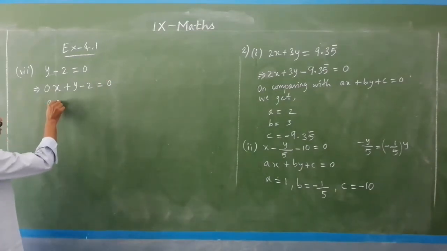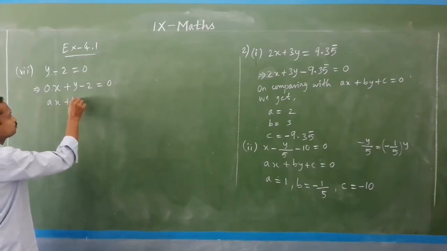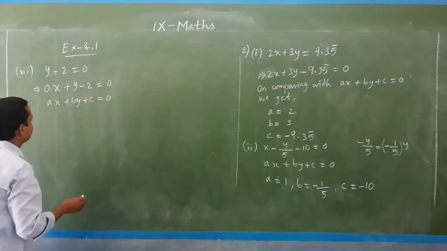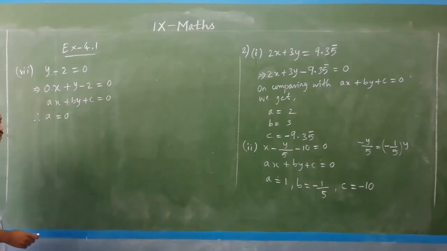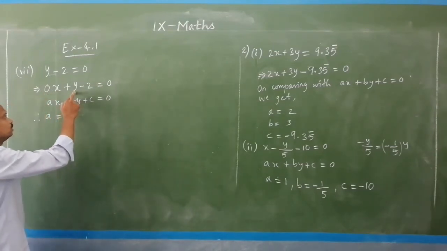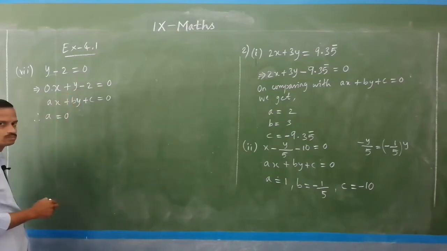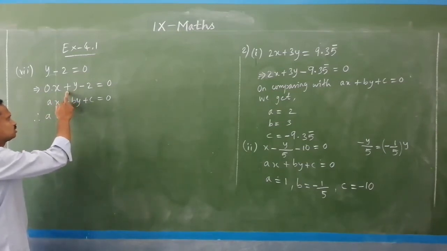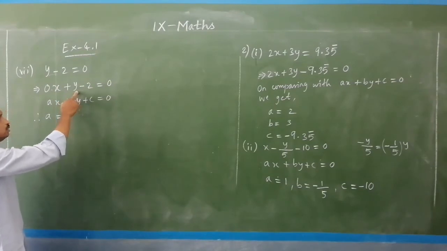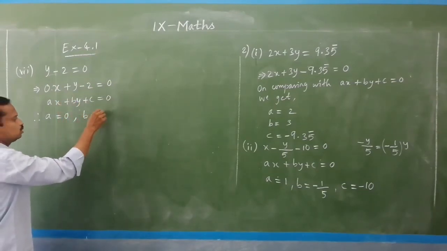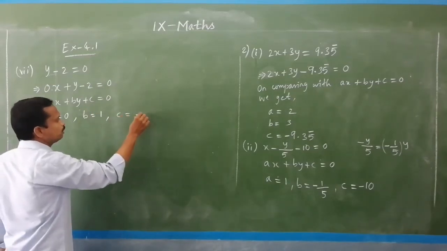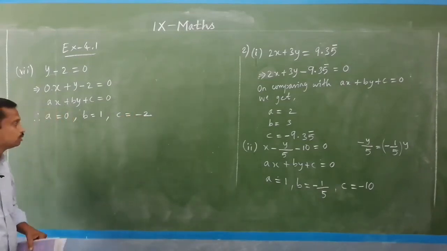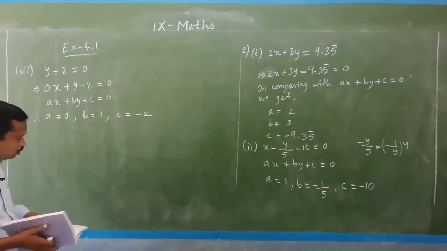Then compare with Ax plus By plus C equal to 0. What you get: A equal to 0, because the coefficient of x is 0. And then what is B? Here the coefficient of y is 1. You have to be very careful here. Plus y means plus 1 into y. So, you get B value as 1. And then instead of C, as I told earlier, C equal to minus 2. So, very easy one.